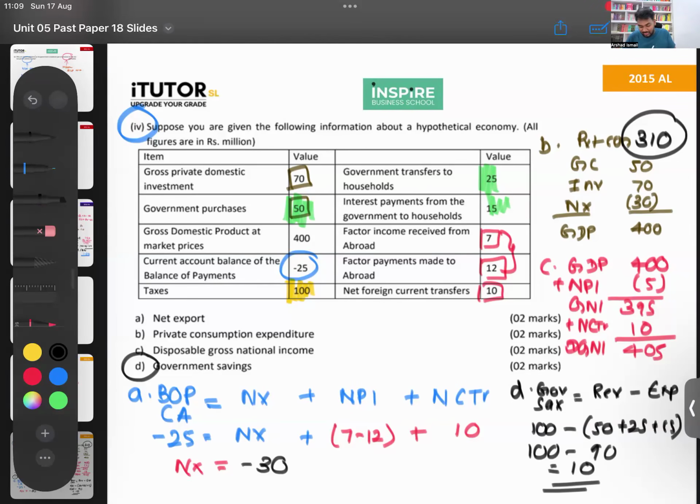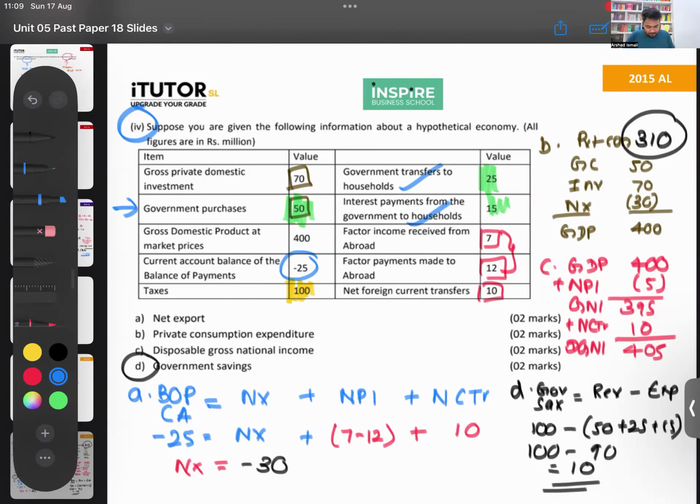Because remember, government purchase is a component of GDP, but transfers are not a component of GDP, right? Interest payments that the government pays is not a component of GDP. That's why they have given that separately. Government budget and government savings are ideally kind of the same thing. Government savings will usually not include capital expenditure. But at this level for unit 5, you don't have to go that much.